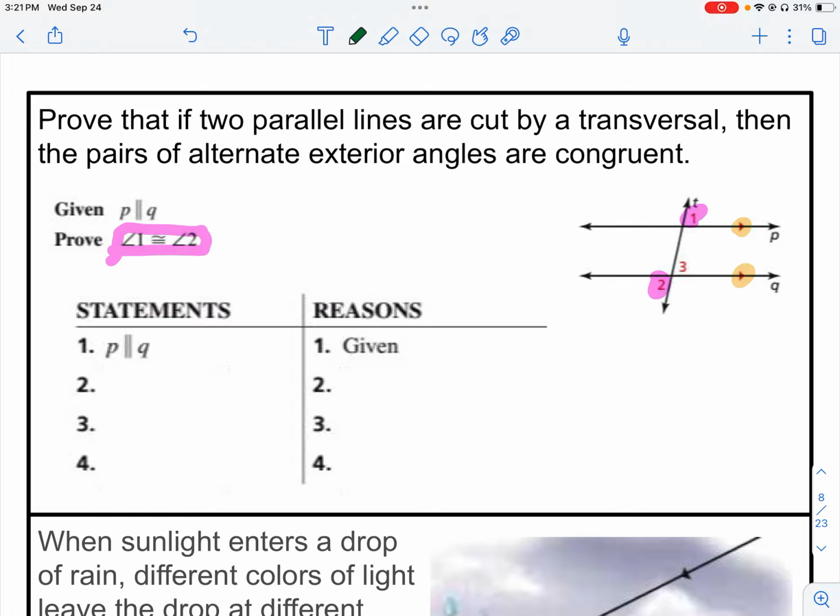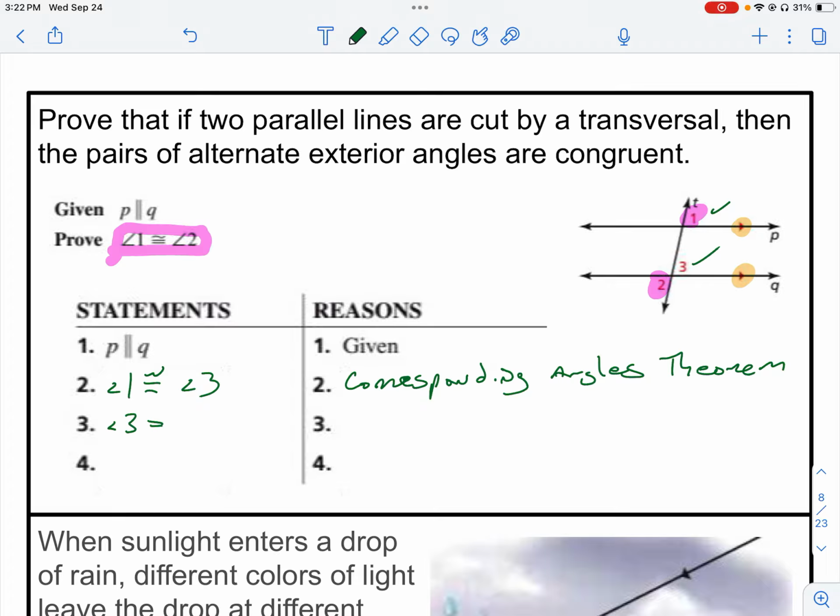So we're given that line P is parallel to line Q. Awesome. We have a transversal there. So we know that angle 1 is congruent to angle 3 via our corresponding angles theorem. So 1 and 3 are the same. Check and check.